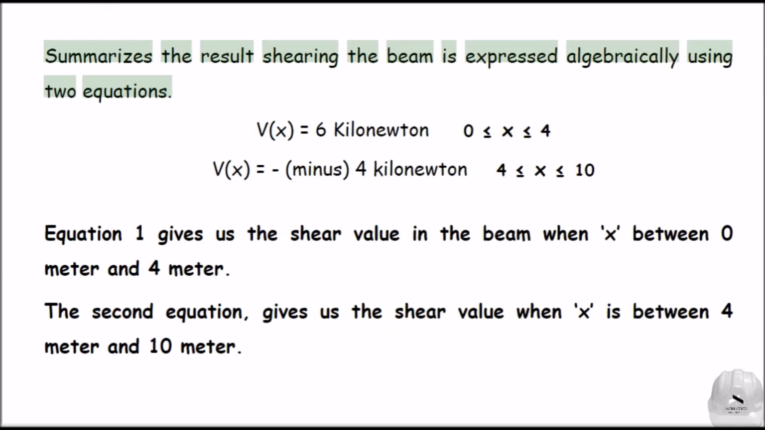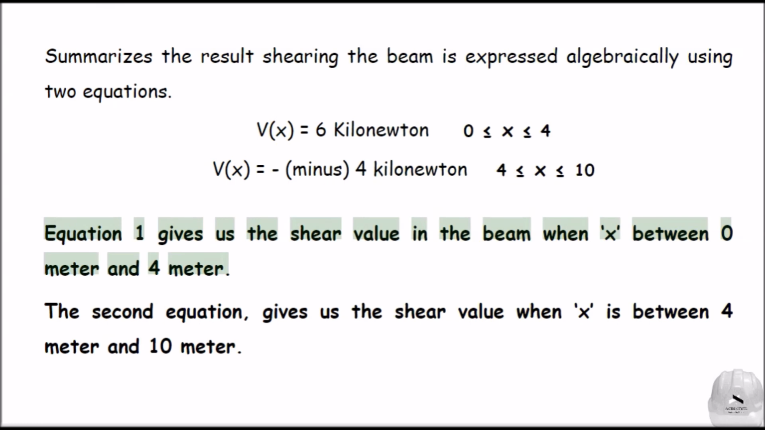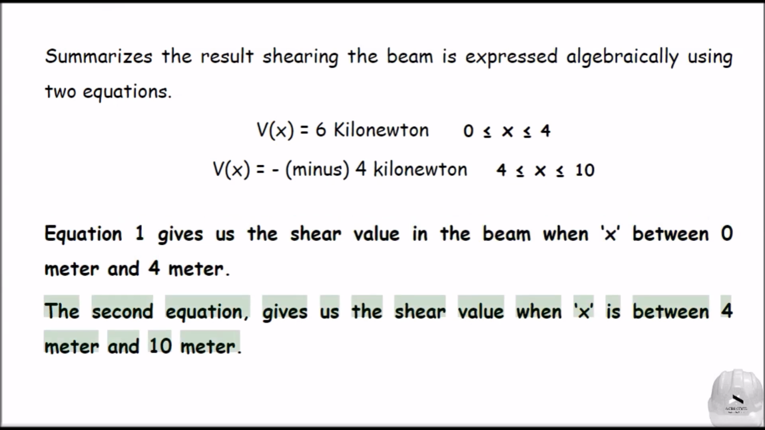To summarize the result, the shear in the beam is expressed algebraically using two equations. V of x equals 6 kN, 0 ≤ x ≤ 4. V of x equals minus 4 kN, 4 ≤ x ≤ 10. Equation 1 gives us the shear value in the beam when x is between 0 meter and 4 meter. The second equation gives us the shear value when x is between 4 meter and 10 meter.